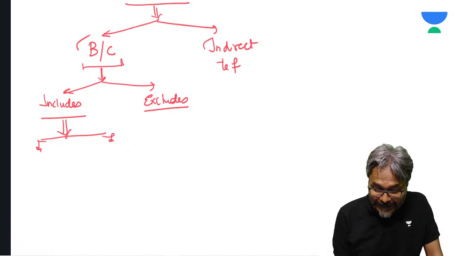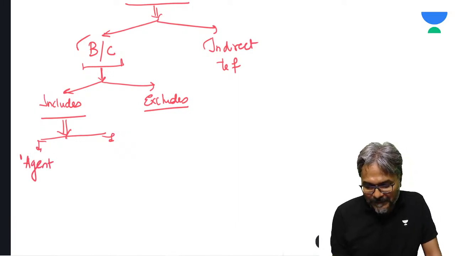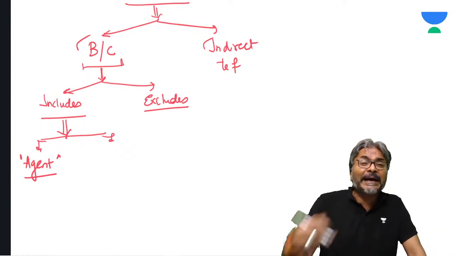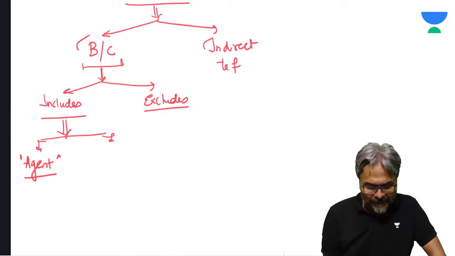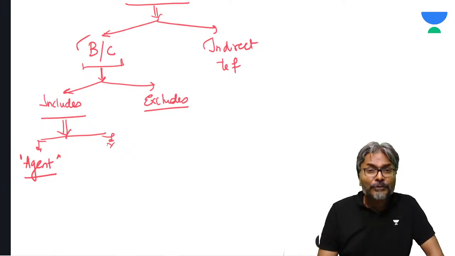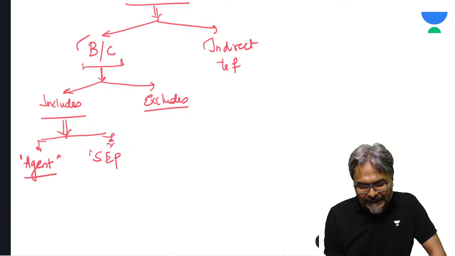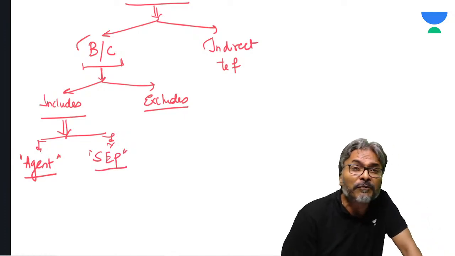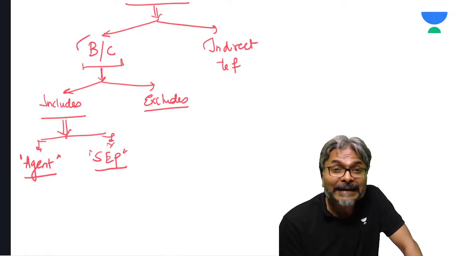So the presence of the agent performing any one of the following three activities. Which are the three activities? We will refer and we will go through this. And the most important point, students, is the SEP. Can anyone tell me quickly what is the full form of SEP? You should be aware of it, students.